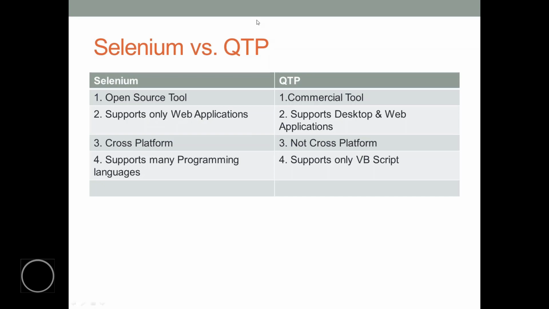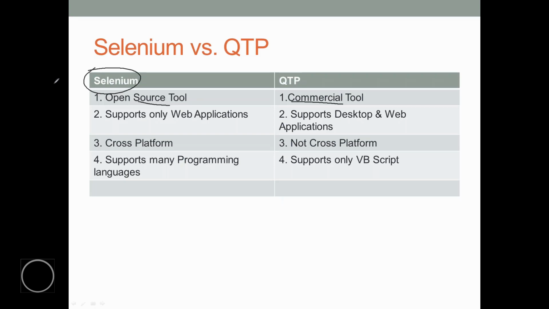Selenium is an open source tool. By open source, we mean it is completely free, as we talked about. QTP, on the other hand, is a commercial tool. It requires a license to be bought before you can use it, and that is a major reason Selenium is being adopted by all the organizations. Organizations are moving towards Selenium because it is completely free. It saves a lot of money for the organizations.